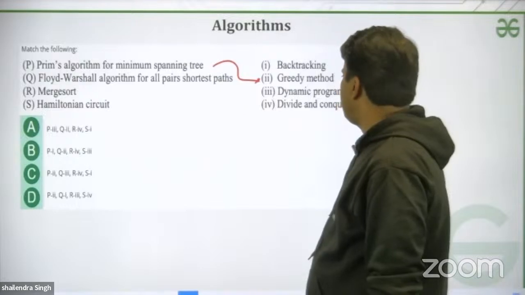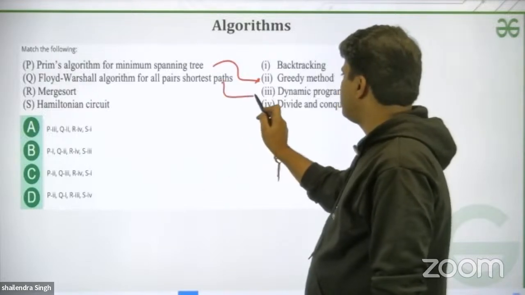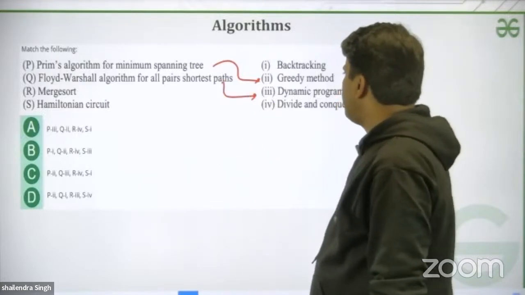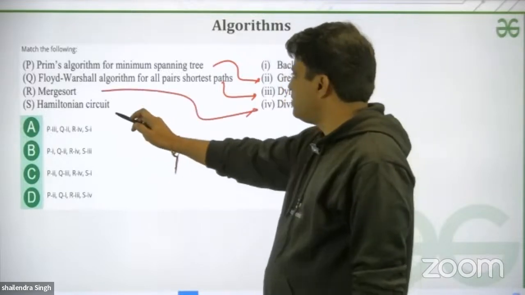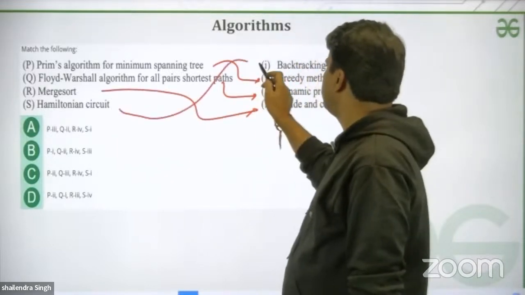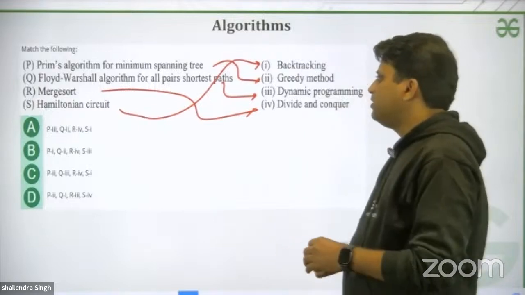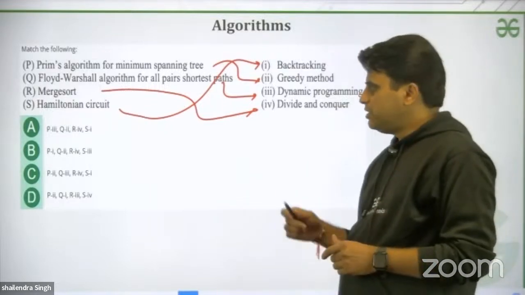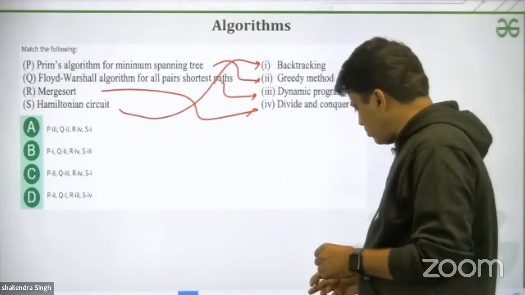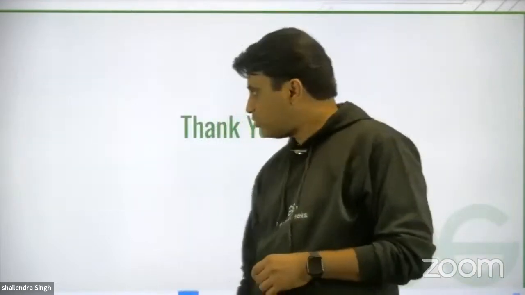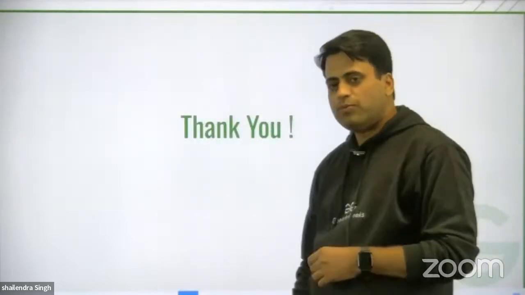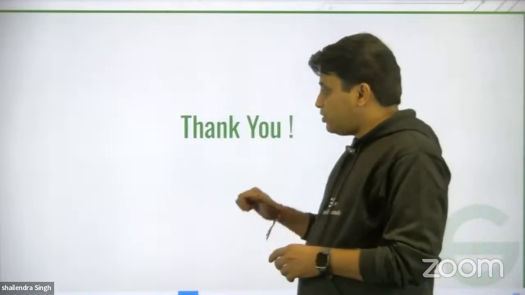Floyd Warshall is dynamic. Is there any dynamic? Yes, Floyd Warshall, this is dynamic. Merge sort is divide and conquer. And Hamilton circuit is backtracking. Is there any backtracking? Yes, this is backtracking. So very simple. This is how questions are asked, and you should know which strategy solves what.